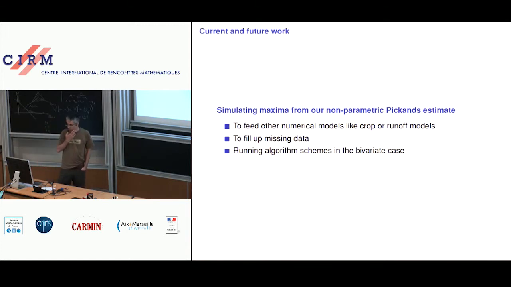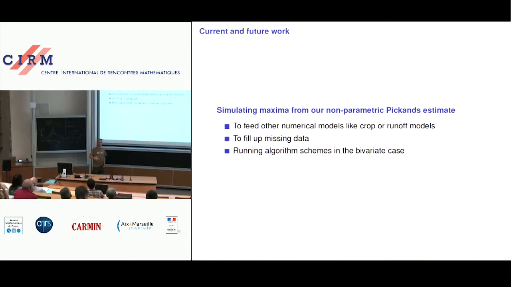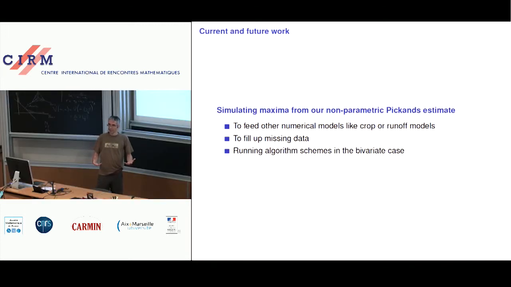So I'm almost done. What I would like to do in the future, at least for this application, is to do simulation with a non-parametric Pickands estimate. So what I would like to do is to say, well, if I'm able to describe fully the dependence structure with a non-parametric estimator, it would be nice to even simulate from this non-parametric estimator for many different reasons. And we are able to do that in 2D, but we hope to do that in any dimension.